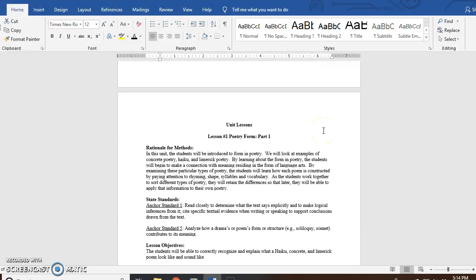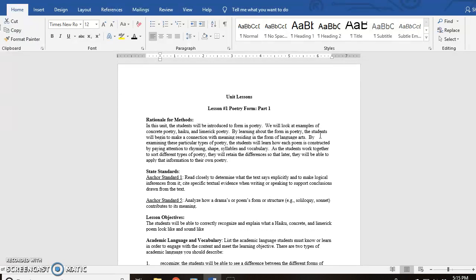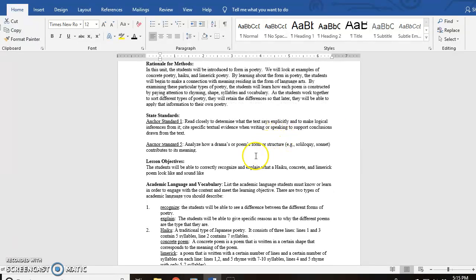So in lesson number 1, the students will be introduced to poetry. The lesson objective is to correctly recognize and explain what a haiku, concrete, and limerick poem look and sound like.